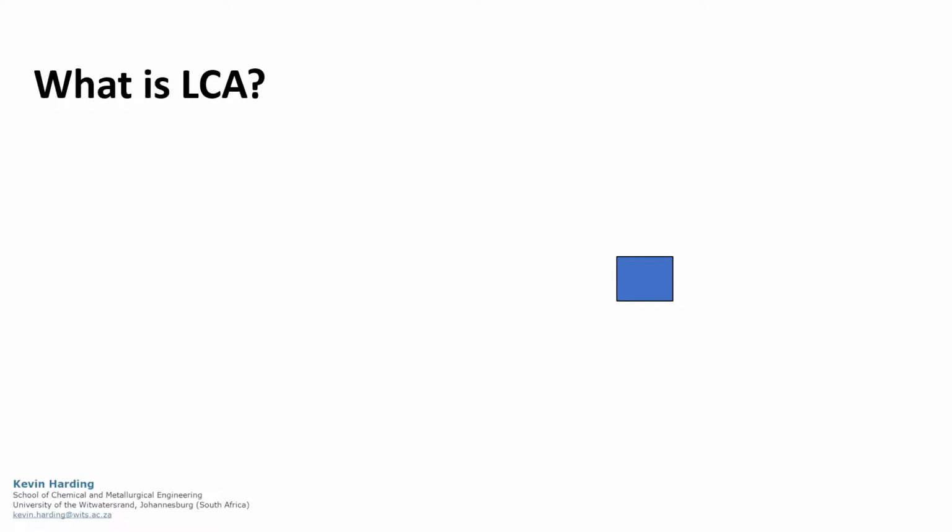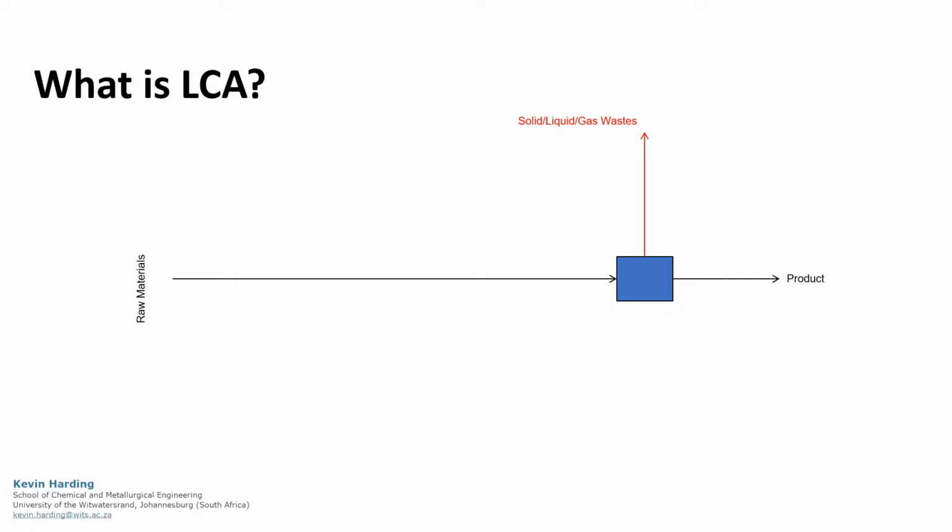Looking at this graphically, we can consider a single process as this blue block. Life cycle assessment will look at the inputs from the left, the outputs on the right, and the waste represented by the red arrow going upwards. Because we consider from cradle to grave, the inputs considered are raw materials which come from the earth, the output is the product of interest, and waste includes all of solids, liquids, and gases.